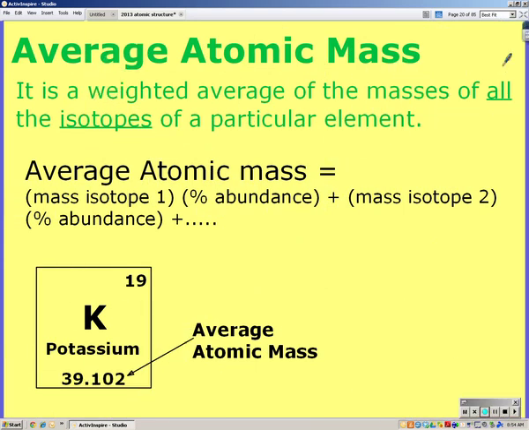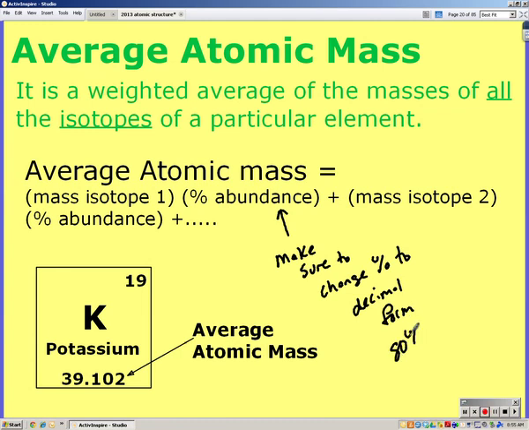On the periodic table is the average atomic mass. It's a weighted average of the masses of all the isotopes of a particular element. So to calculate the average atomic mass, we would take the mass of the first isotope and multiply it by its percent abundance, plus the mass of isotope 2 times its percent, and so on, for all of the isotopes. For your percent abundance, make sure to change the percent to decimal form. So if I had 80%, I would need to change that to 0.80. To do so, just move the decimal over 2 places or divide by 100.